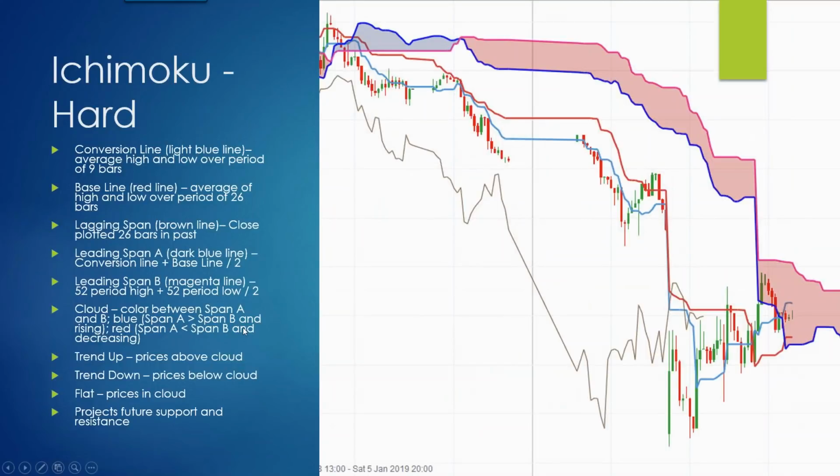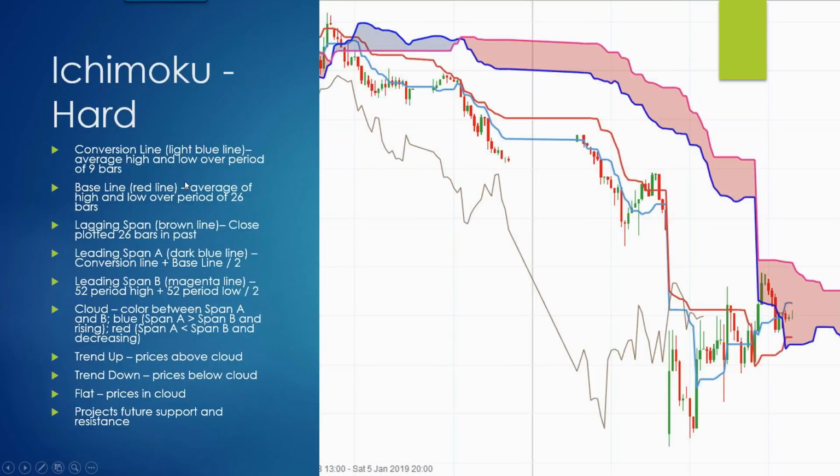Now this one, the Ichimoku, and if I did not pronounce that wrong, I am sorry, but I've always had trouble with that one. And I consider this one a very hard indicator to learn. The reason is it has a lot of information within this one indicator, okay? You have a conversion line, which is this light blue line right here, and it is an average high and low over a period of 9 bars. So that is a form of a moving average, okay?